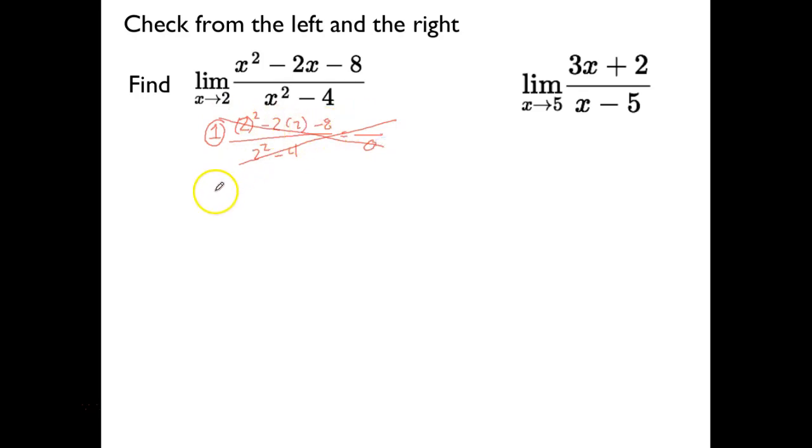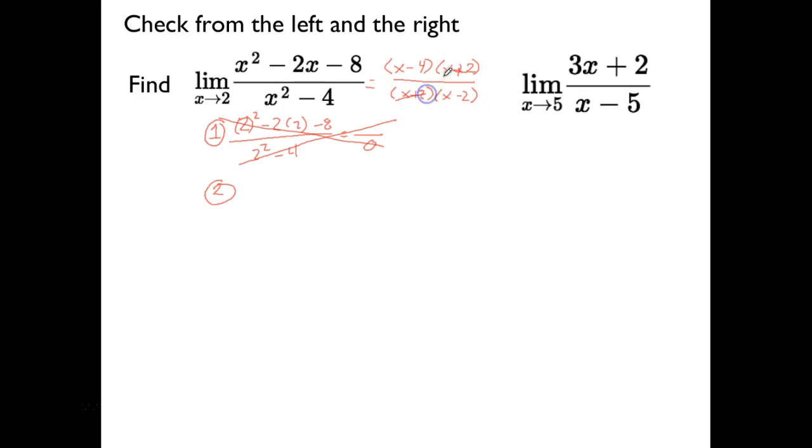So I need to go to step 2. Factor and cancel. Looks like I can probably factor and cancel this. This is the same one as the earlier, which was x minus 4, x plus 2. That is a plus sign right there. All divided by x plus 2, x minus 2.